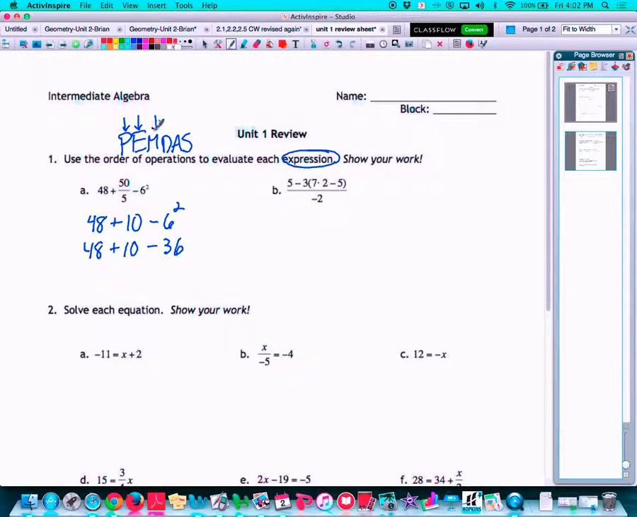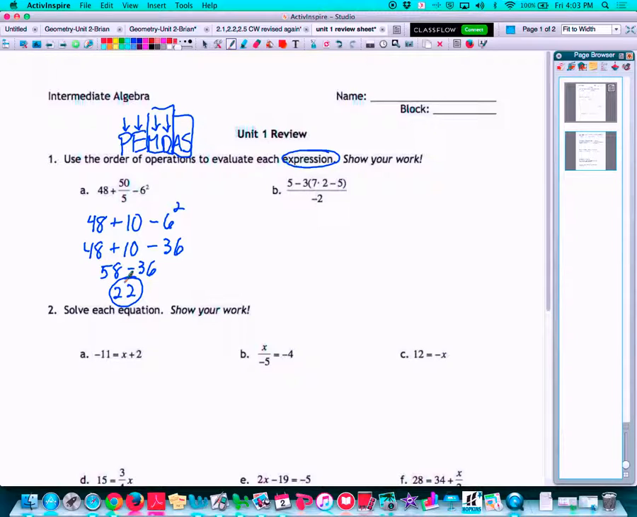Move on to any multiplication, division. Those are grouped together. There is no multiplication or division in this problem, at least that is left, because we already took care of that 50 divided by 5. So we'll move on to addition, subtraction. We do that from left to right. So 48 plus 10 is 58. 58 minus 36 is 22. So our final answer there is 22.